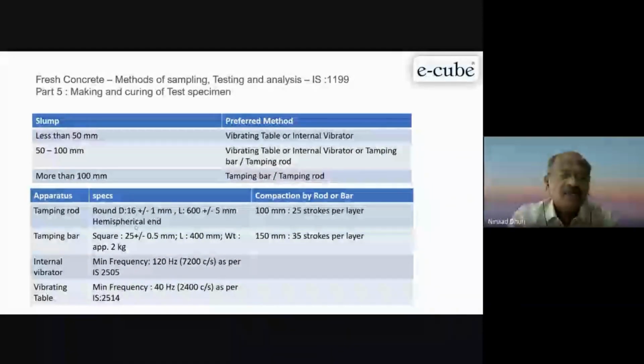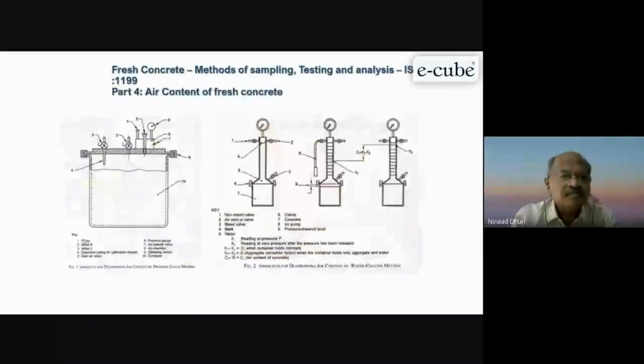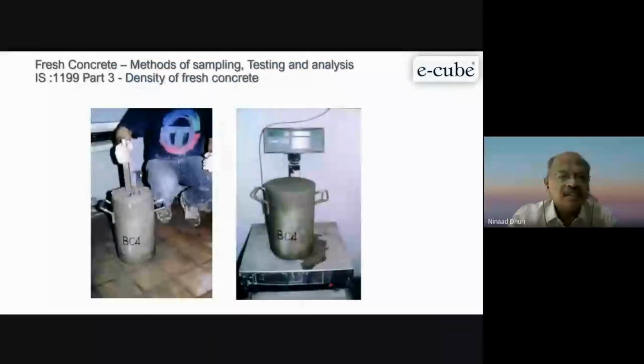But now it is included in the latest code, 2018, that you can also use a tamping bar. This is the tamping bar, you can see. Yes, this is the square bar. Earlier it was in the British standard; now they are including it in IS also.